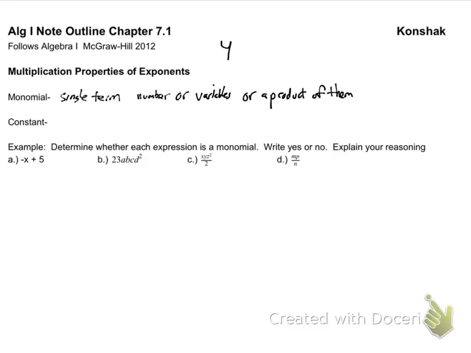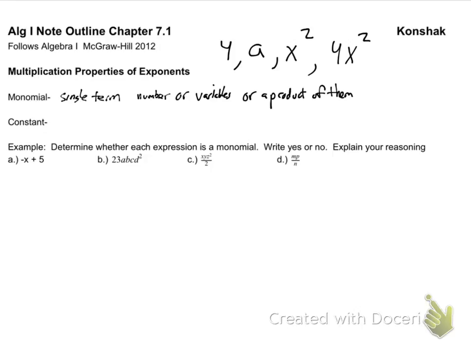4 is a monomial. A is a monomial. X squared is a monomial. 4x squared is a monomial, because now it's a product of some variables and numbers. It's still one thing. Okay?